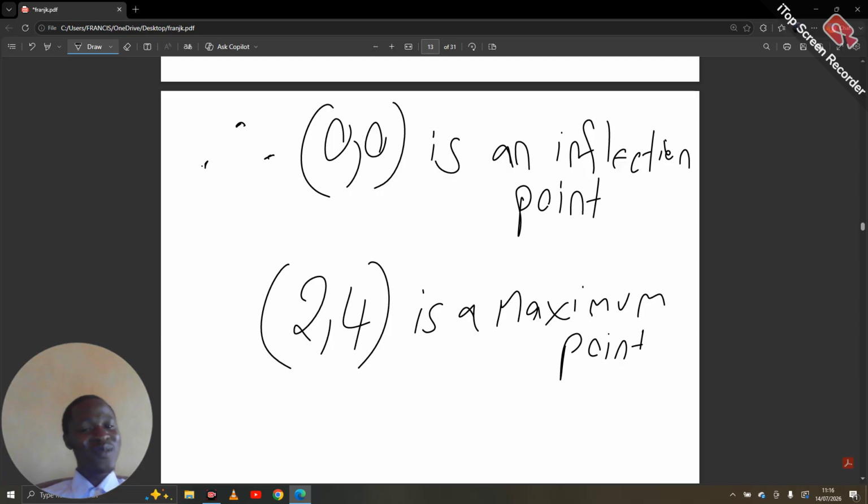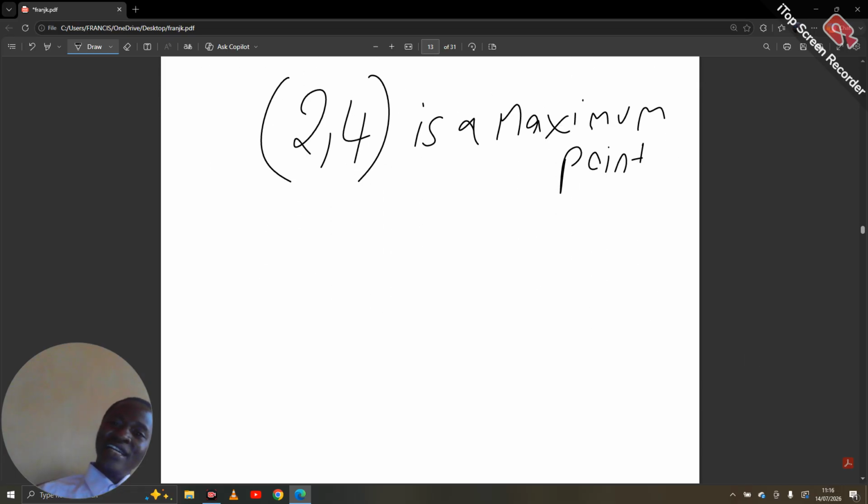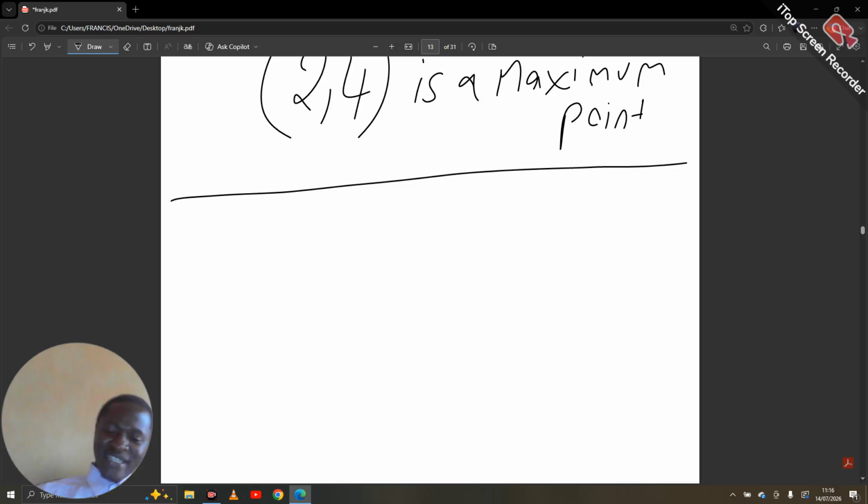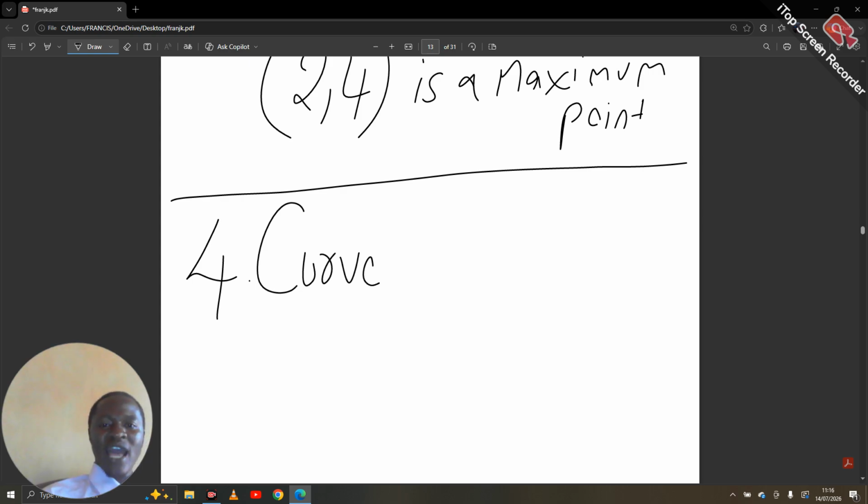Imagine doing just this. You have 10 marks. Great. That is the end of number 3, part which is stationary point. Now I want us to look at part number 4, that is curve sketching.